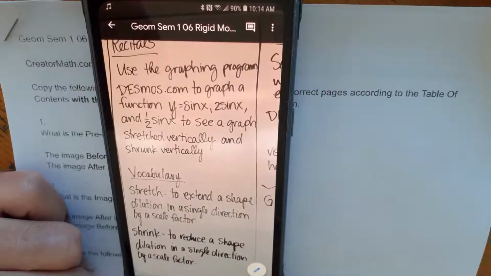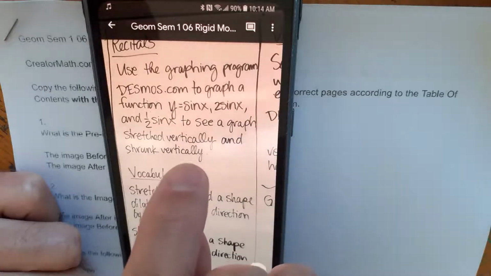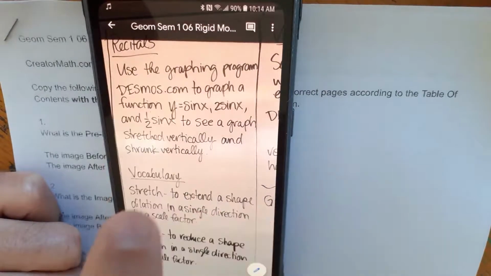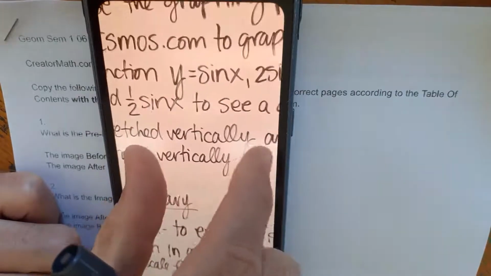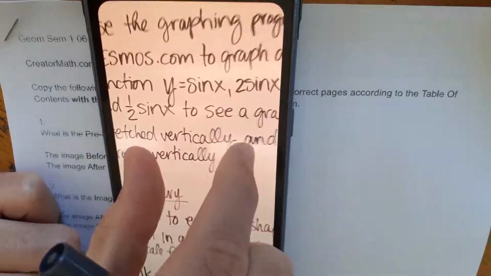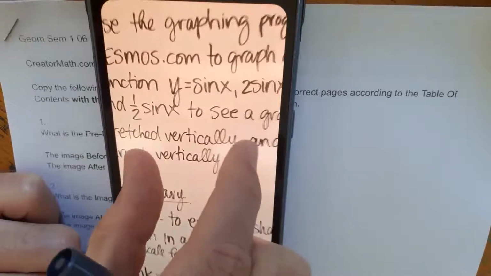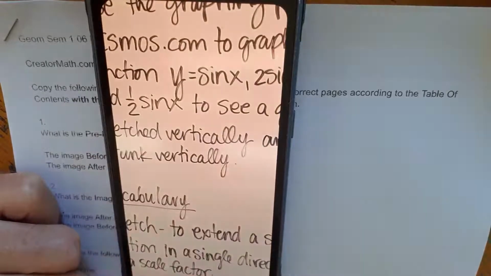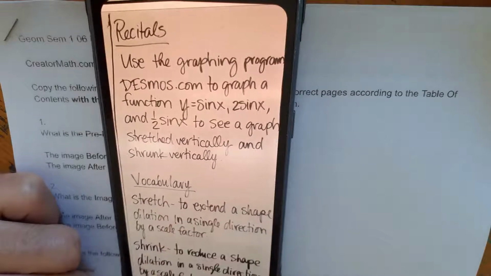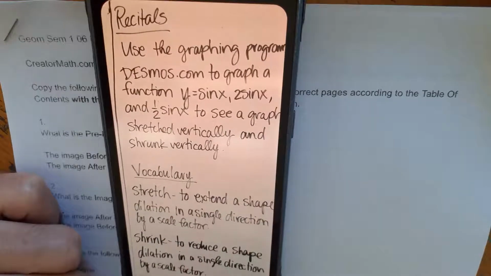And what is the idea of dilation? Stretching or shrinking. Stretch, to extend a shape. Dilation in a single direction by a scale factor. So now we're talking about a single direction, either vertical, like if we stretched it this way, and just think of your screen, right? Now your screen dilates in all directions, but imagine we could change just one dimension. The lettering would get quite distorted, right?